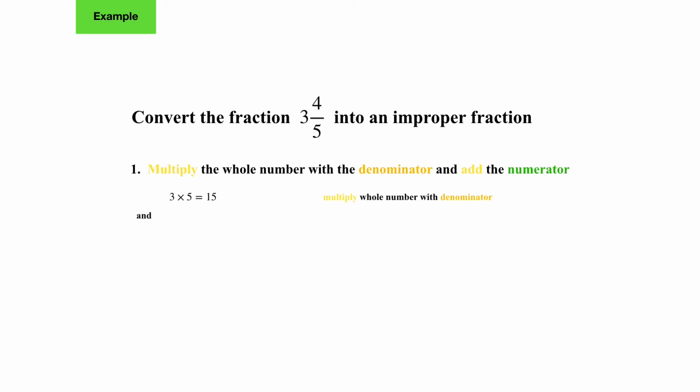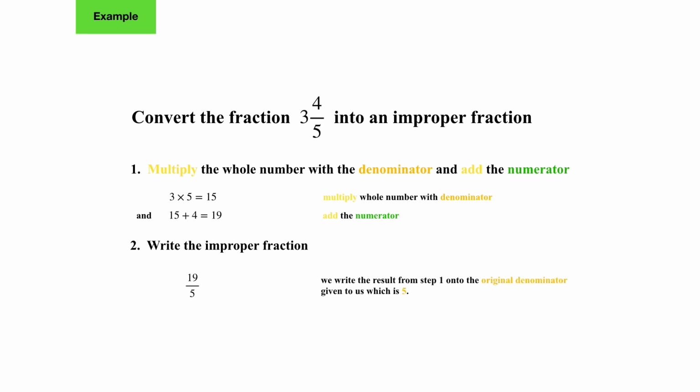Our next step will be to add the numerator to that number. 15 plus 4, where 4 is the numerator, equals 19. So there we added the numerator. And then finally we write the improper fraction. So we have 19 parts over 5, because 5 is the denominator. We write the result from step 1 onto the original denominator given to us, which in this case was 5.